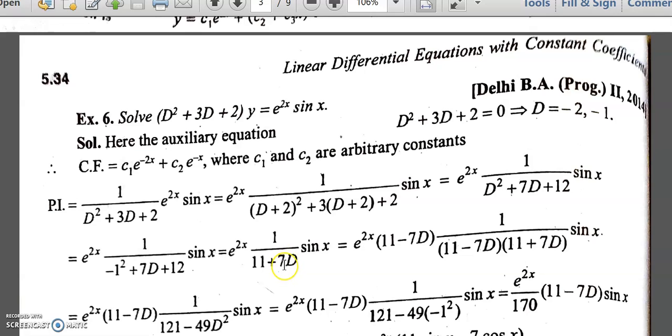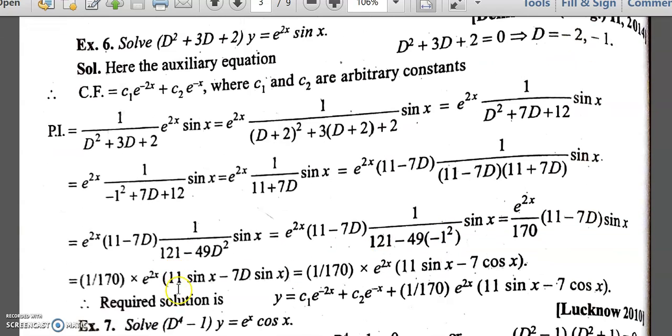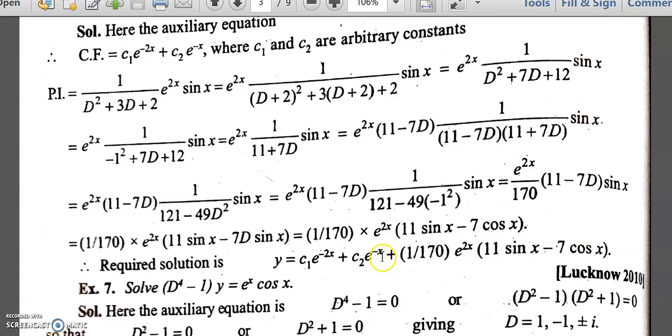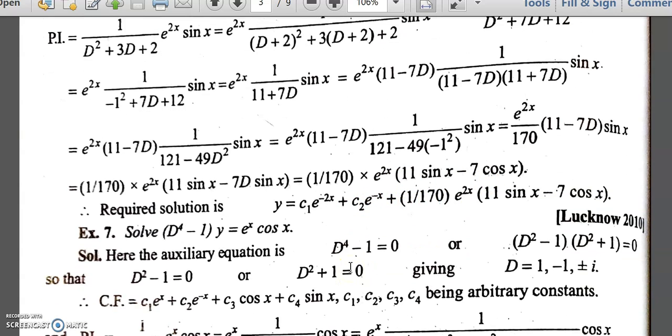Now we have to make it a function of D square, so a plus x, a minus x, right? So you just multiply by 11 minus 7D. Next, D square replaced by minus 1 square. So e to the power 2x by 170, and here 11 minus 7D operates on sin x. So 11 sin x minus 7 D of sin x, which means cos x. That is your general particular integral. So you get the required solution.